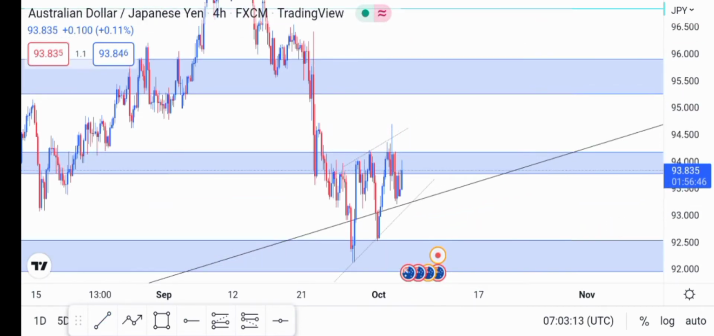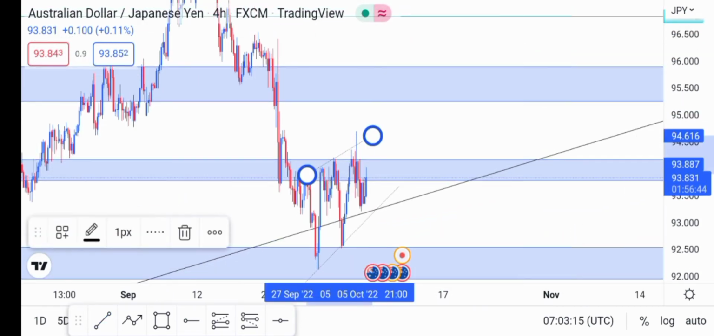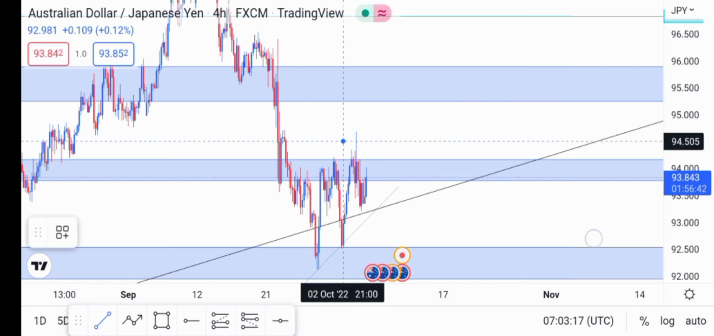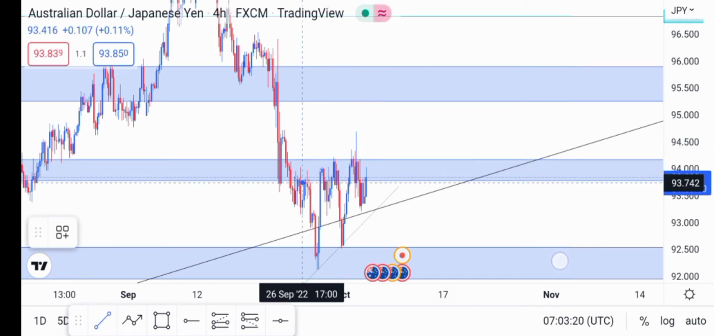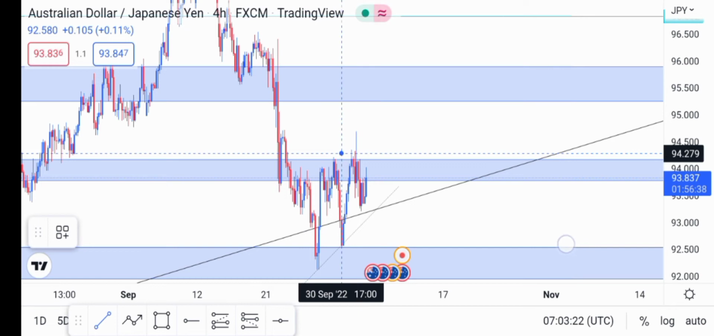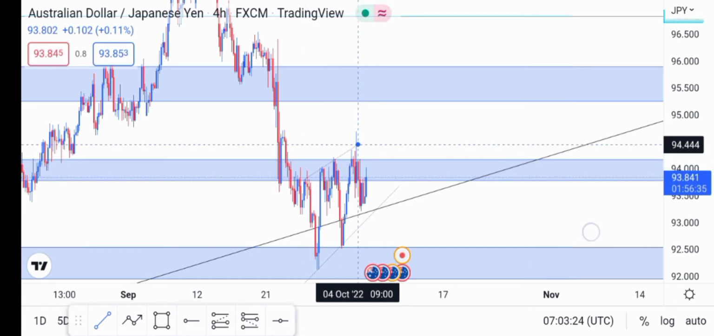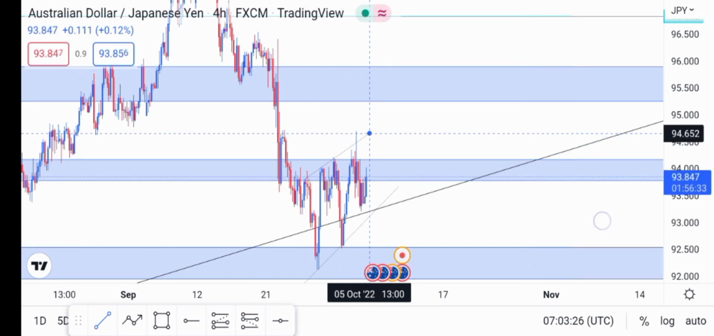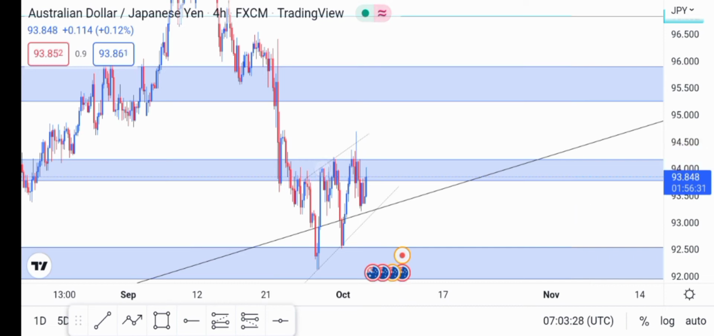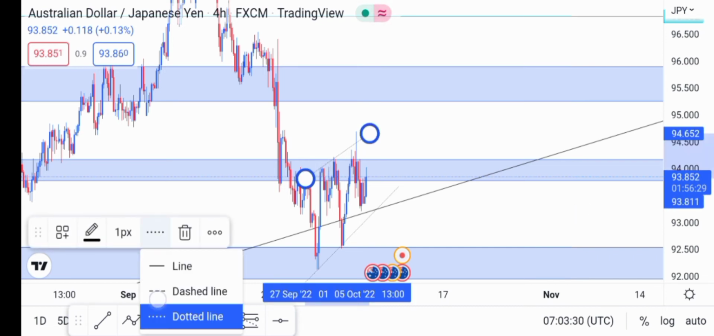So let me zoom in a little bit. I'm making a little bit of mistakes here. So if you look closely, this is the current situation that we have. Let me use these lines.